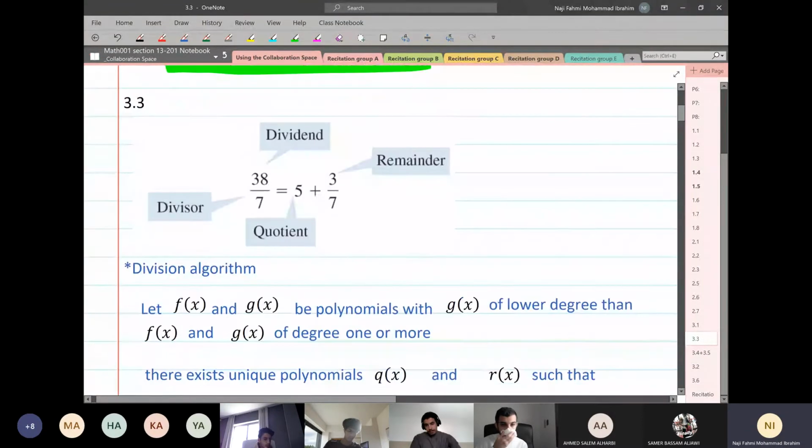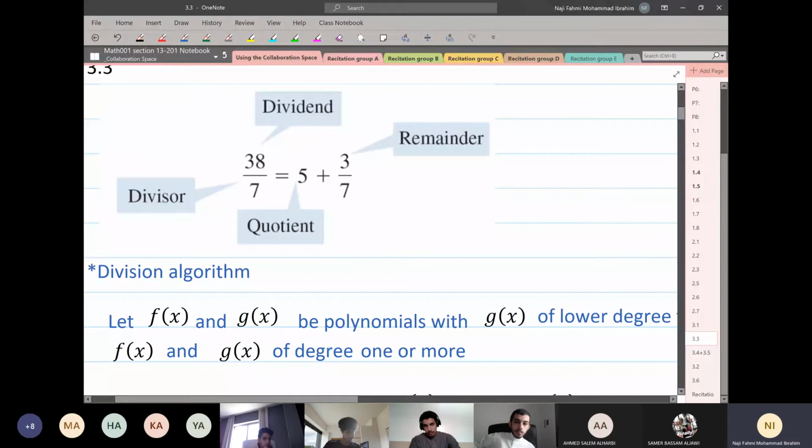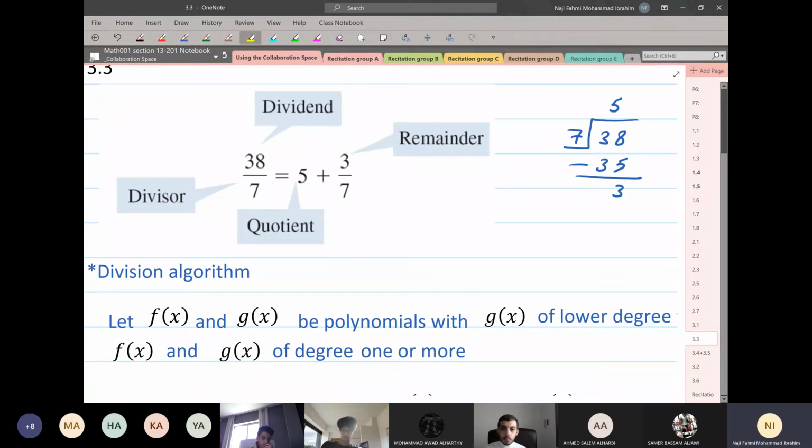So let's start, Shabab, by this small introduction from the elementary stage. If we want to divide 38 by 7, of course the answer is 5. 5 times 7 is 35. Then if we subtract, the answer is what? 3.